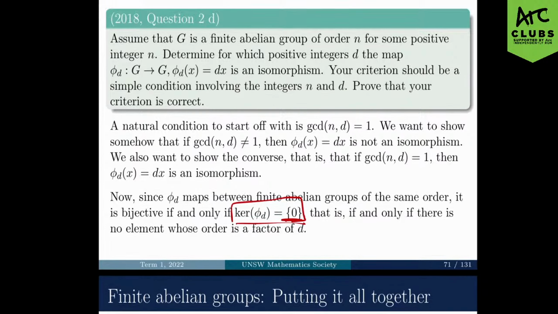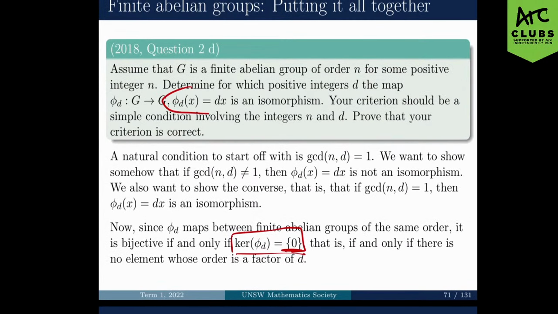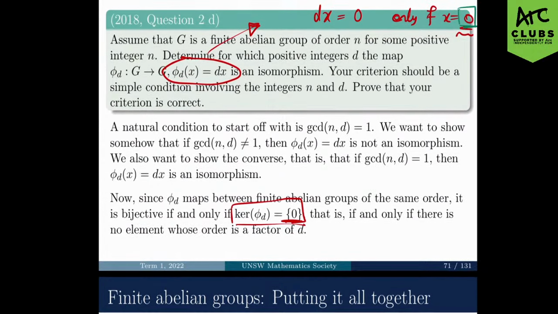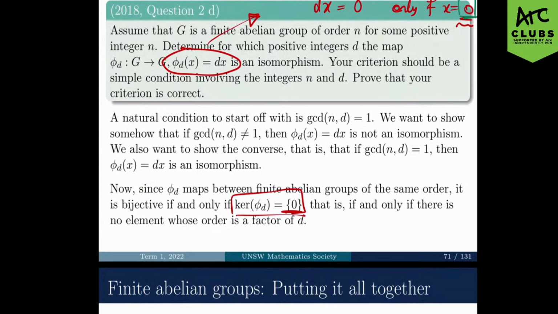When we think about it, what does that actually mean? If the kernel is trivial, it means that dx is equal to 0 only if x is equal to 0. Which means that no element has an order that's a factor of d, except for 0. So we can't possibly have an element with order d, or order d over 2, because then dx would obviously be equal to 0. So basically we want to show that if this condition holds, then it's exactly true that no element has order a factor of d.